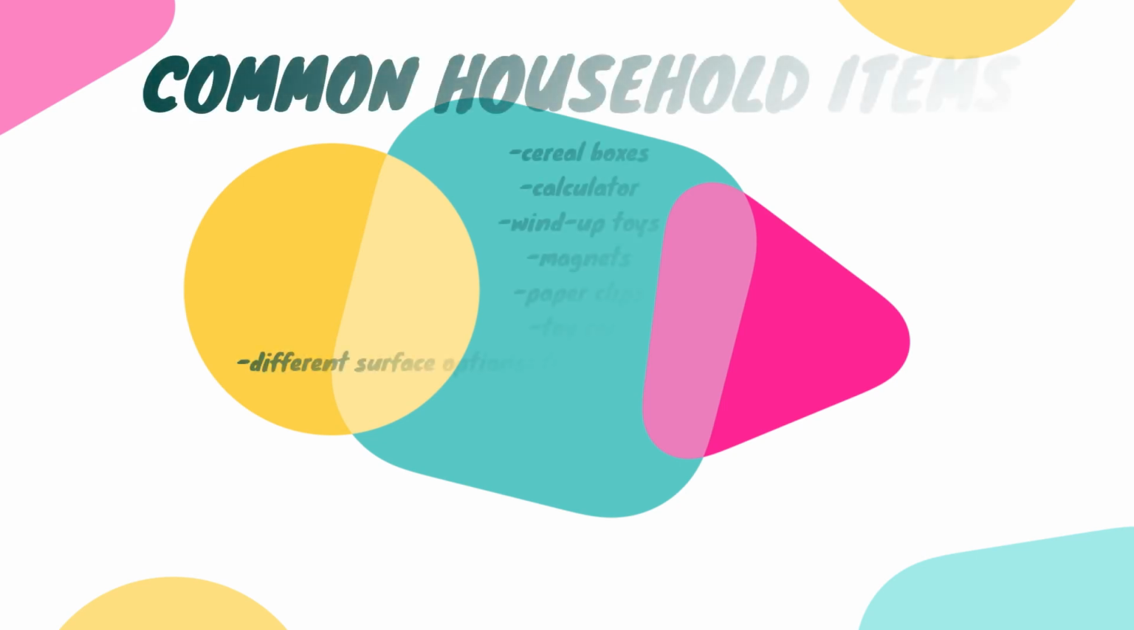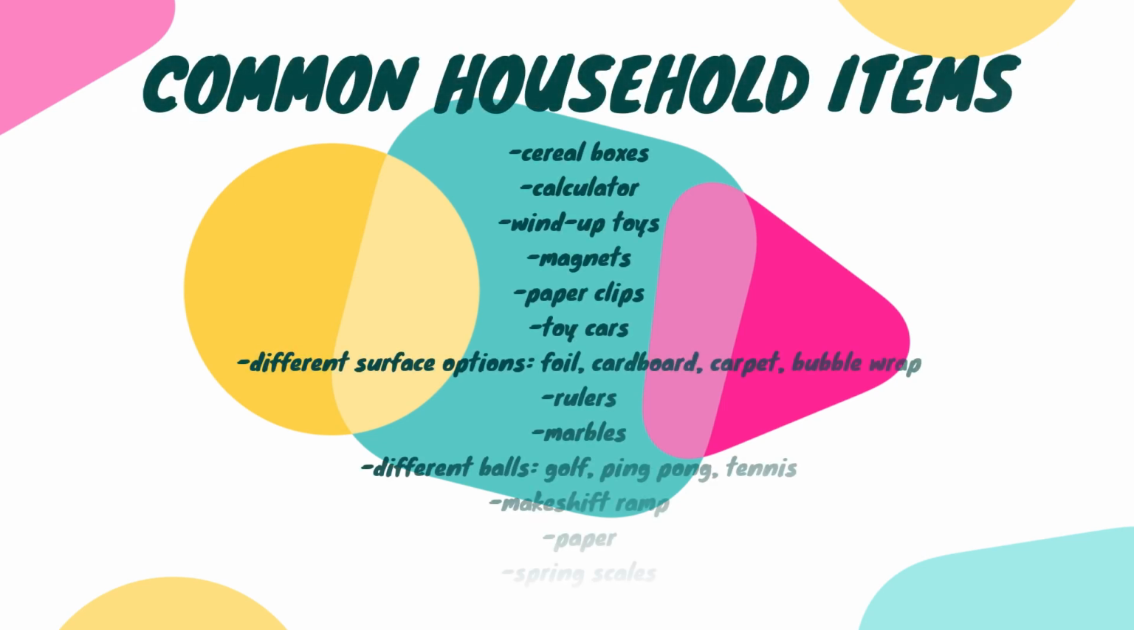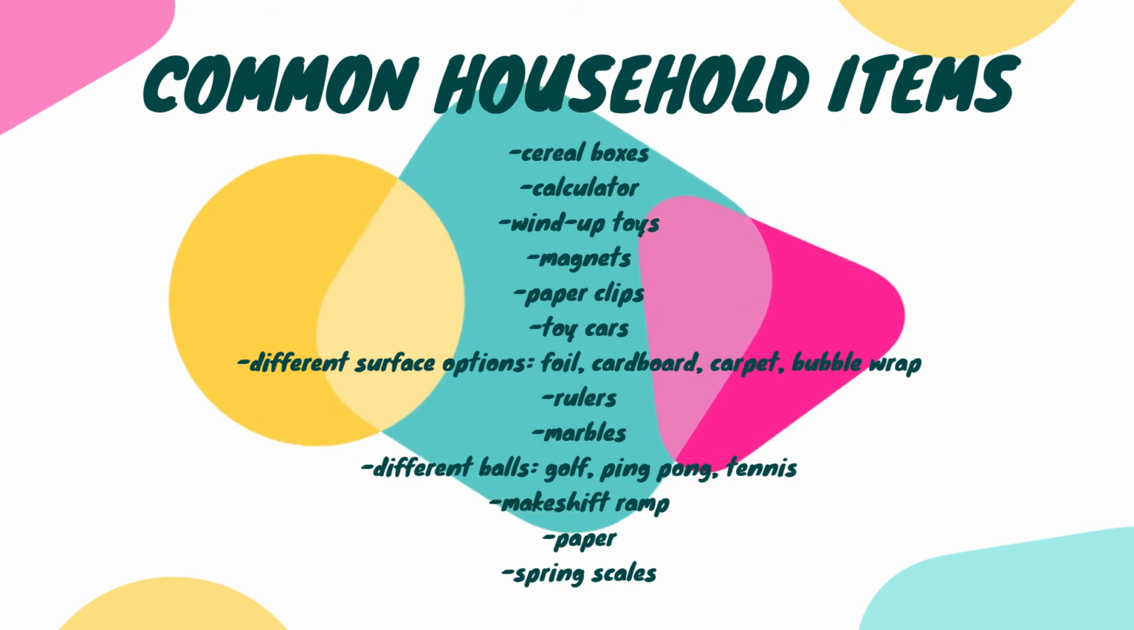Wind-up toys, magnets, paper clips, toy cars, and some different surface options to change up the texture of your surfaces would be like foil, cardboard, carpet, bubble wrap. Other items you're going to need are rulers, marbles, different balls like golf balls, ping pong balls, tennis balls, your own makeshift ramp, paper, and spring scales, okay? So these are some suggestions for materials you can use to complete this activity if you were maybe a little bit confused. And the activity is on pages 21 and 22 of the packet.